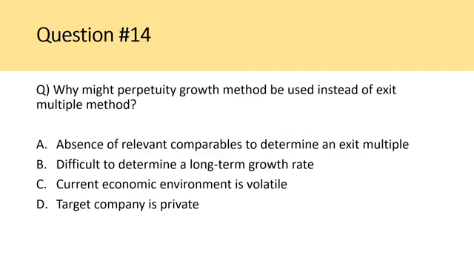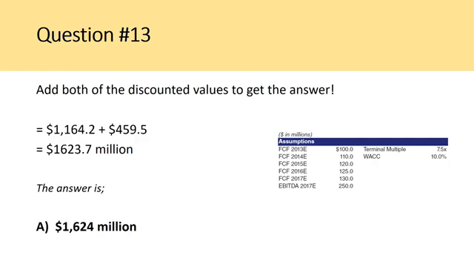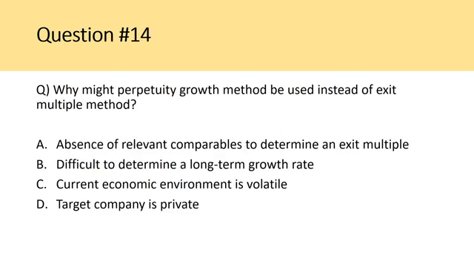Okay, so why might perpetuity growth method be used instead of exit multiple method? There's the Gordon growth method, as I like to call it, or the exit multiple method. We just did the exit multiple method, where we look at an exit multiple and calculate the terminal value. Another way you can calculate the terminal value is using the Gordon growth method, in which we assume a long-term growth rate. Now, why might we choose the long-term growth rate over an exit multiple?